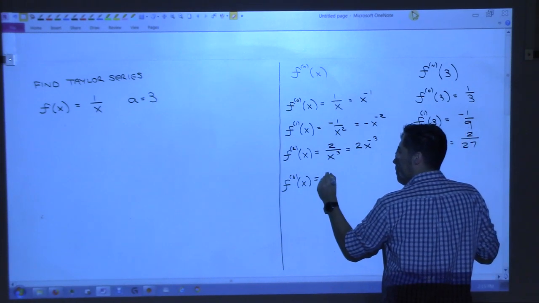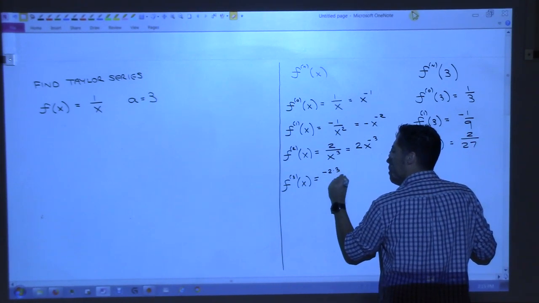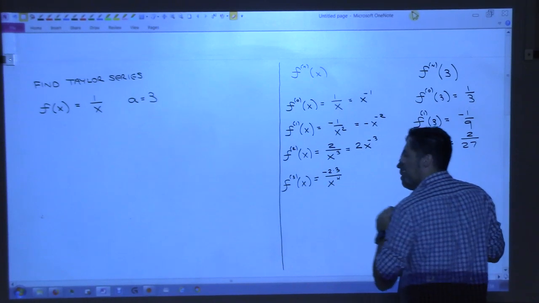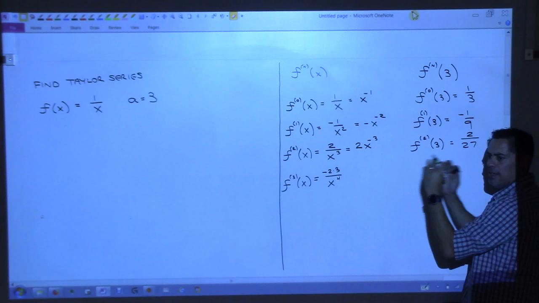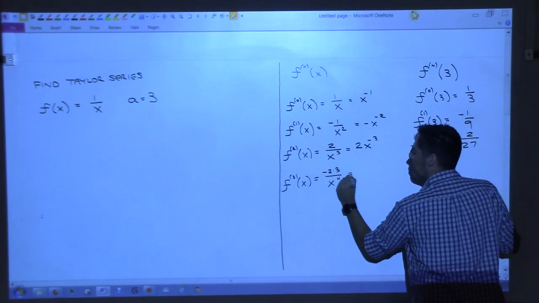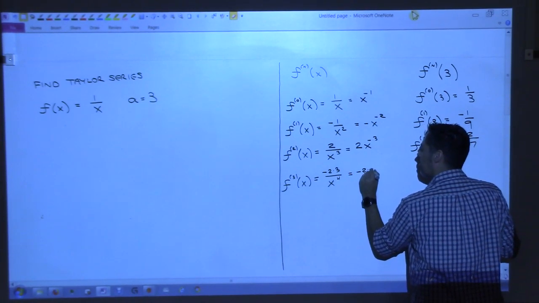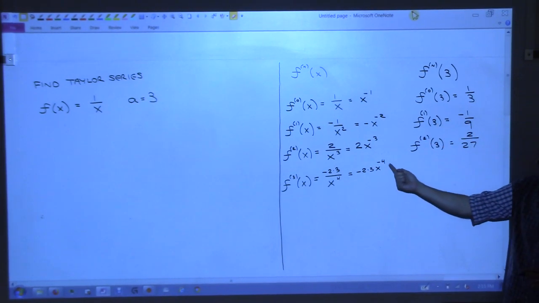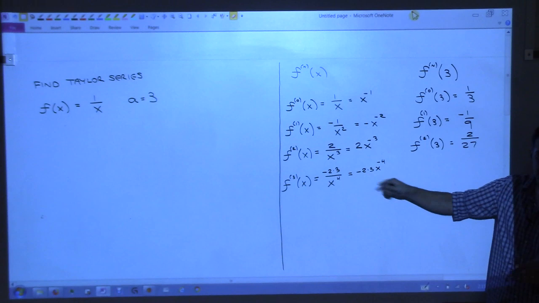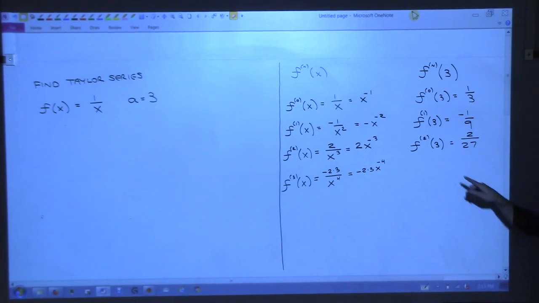The next one will be negative 2 times 3 over x to the 4th, right? Yes, I could put negative 6, but I'm trying to maintain the pattern in here. This is really negative 2 times 3x to the negative 4. And that's what I'm going to take the derivative of on the next step. And see, the 4 is going to come out, I'm going to get 2 times 3 times 4. But I still need this.